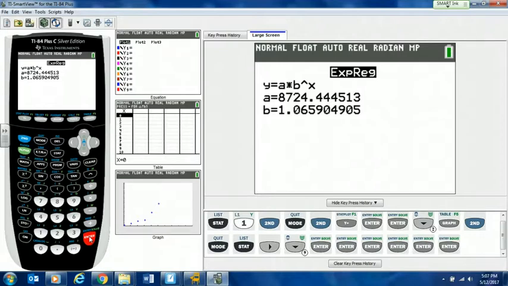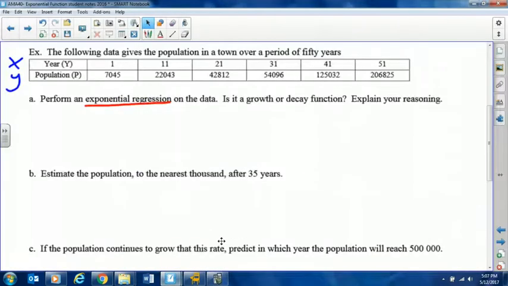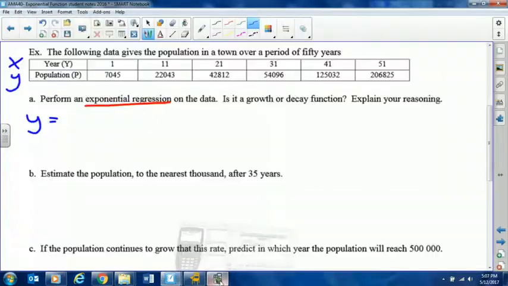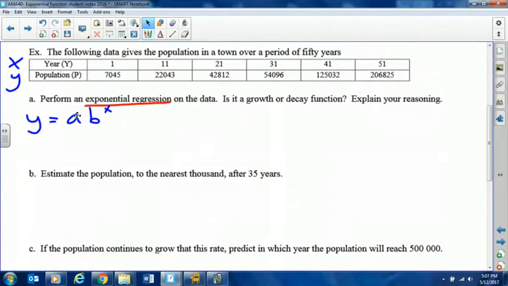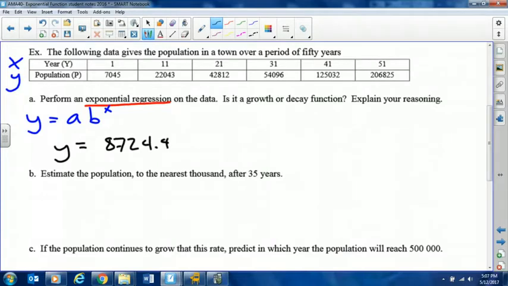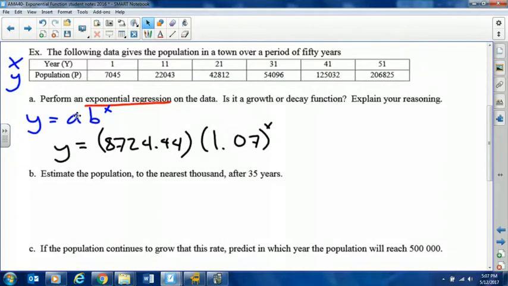Okay, so I'm going to record our information here. I know that it's y equals a times b to the power of x. This is just a general form, right? Now we substitute the values that we found. So we have y equals 8,724.44 times 1.07 to the power of x. So this is our regression equation.